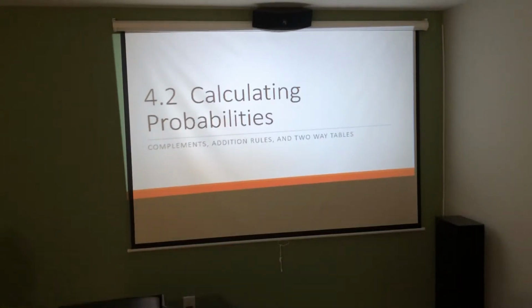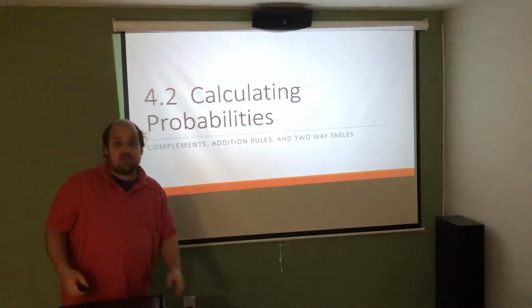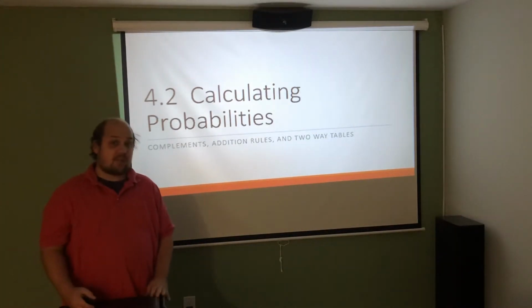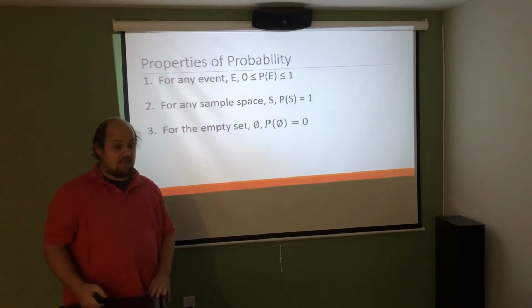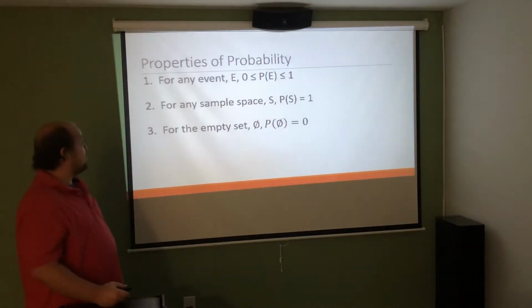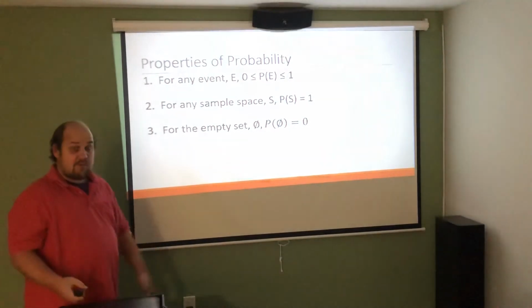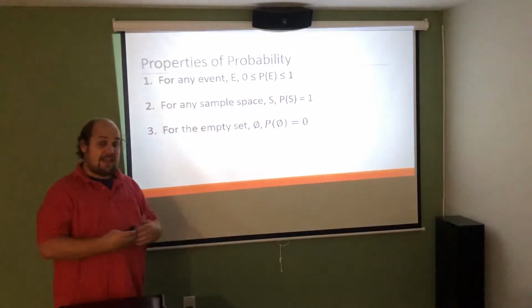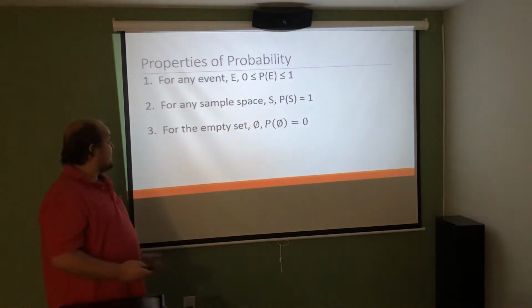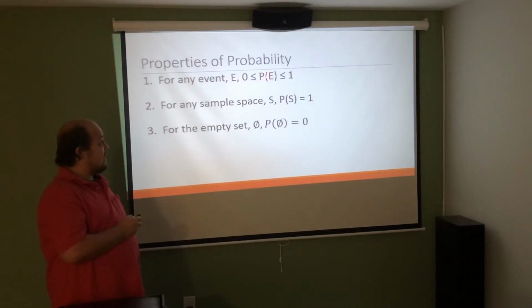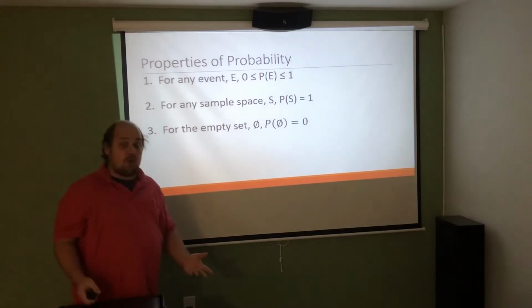Section 4.2 is going to expand on our ideas of complements, addition rules, and introduce the concept of two-way tables, among other things. So just some general rules of probability that hopefully will be helpful as we proceed through this lesson and the ones beyond. Specifically, for any event E, the probability of that event occurring must be strictly bounded by 0 and 1. 0 and 1 are decimal forms.